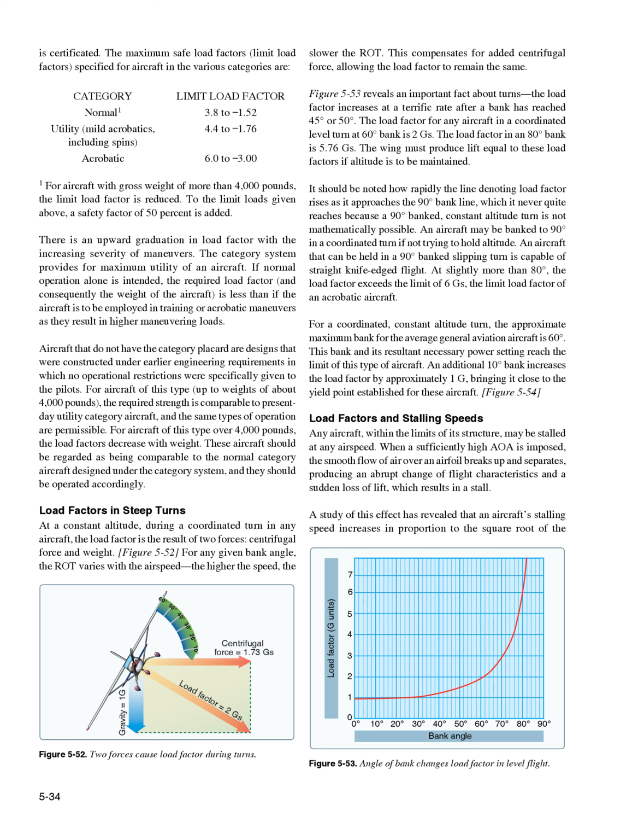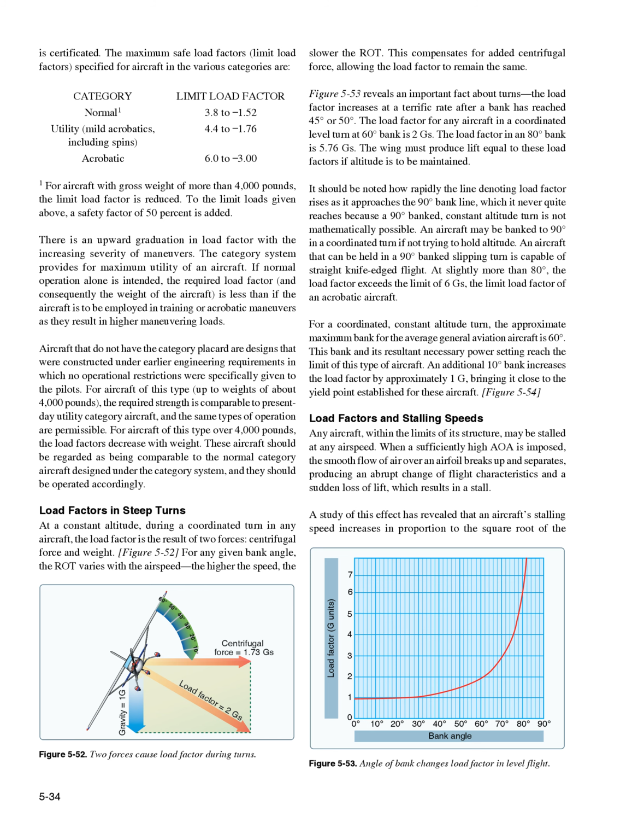Aircraft that do not have the category placard are designs that were constructed under earlier engineering requirements in which no operational restrictions were specifically given to the pilots. For aircraft of this type, up to weights of about 4,000 pounds, the required strength is comparable to present-day utility category aircraft, and the same types of operation are permissible. For aircraft of this type over 4,000 pounds, the load factors decrease with weight. These aircraft should be regarded as being comparable to the normal category aircraft designed under the category system, and they should be operated accordingly.